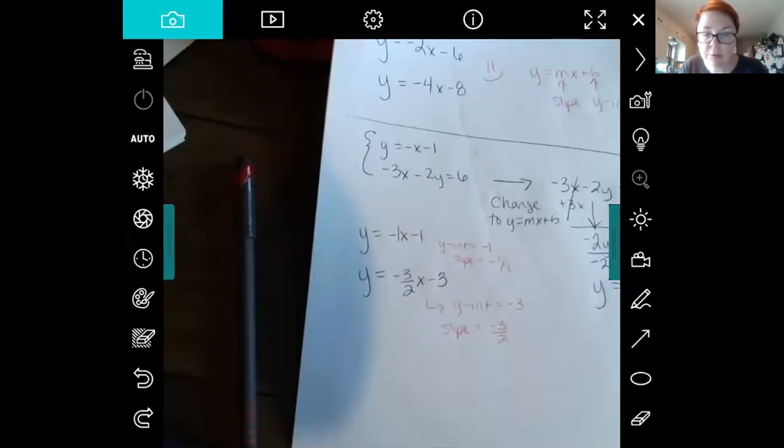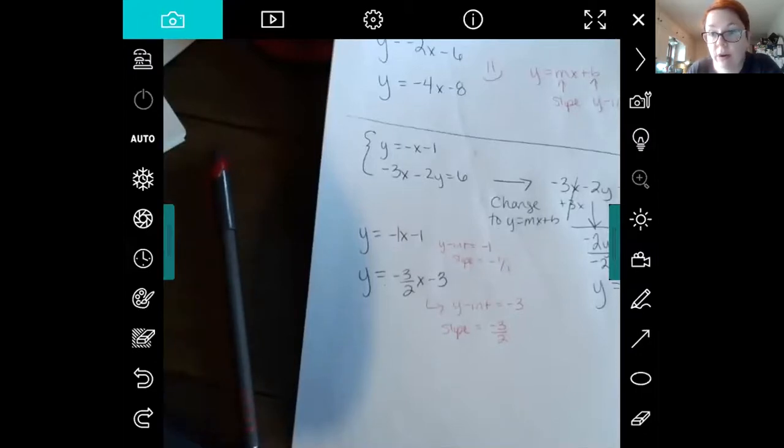And then the slope again was -3 over 2. So from that point, we're going to go down 3 over 2. Okay. And so once you get your y-intercept and then use the slope to get to the next point, basically your lines are graphed.